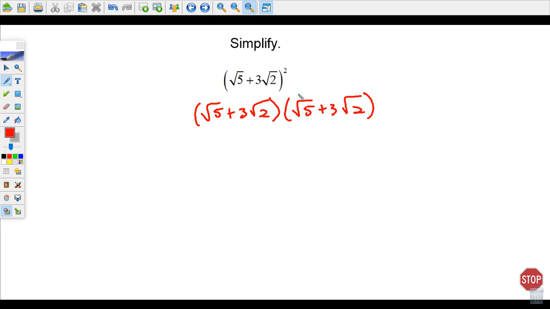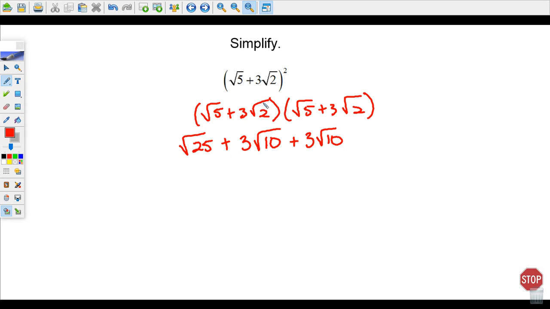So radical 5 times radical 5, that's radical 25. Radical 5 times this 3 radical 2. It's positive times positive, so it's going to be plus. The 3 is outside, the 5 and the 2 are inside, so that would be radical 10. Then I would multiply this 3 radical 2 times this set of parentheses. So positive 3 radical 2 times radical 5. Again, it's positive. The 3 is outside. Multiply the 2 and the 5 because they're both under the radical symbol. That would be radical 10.